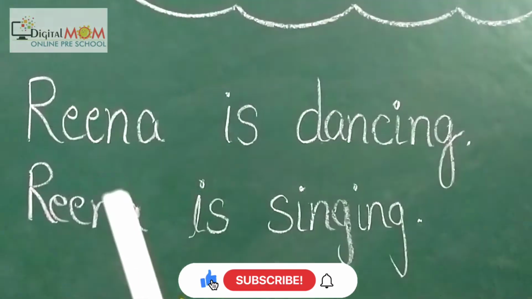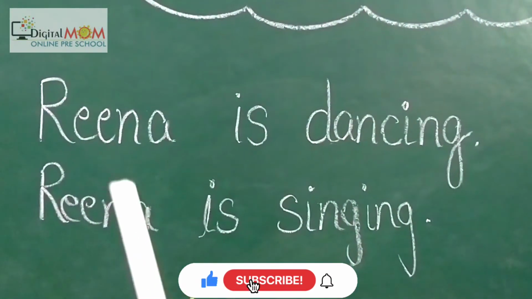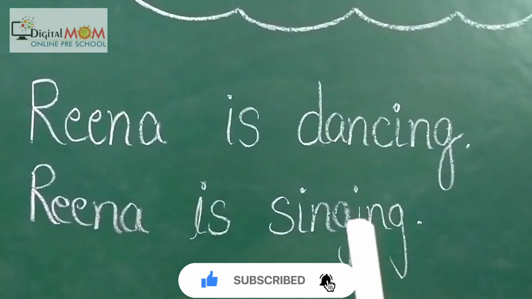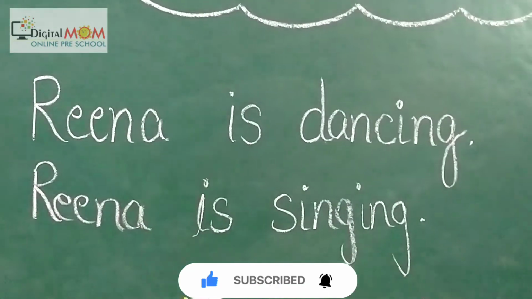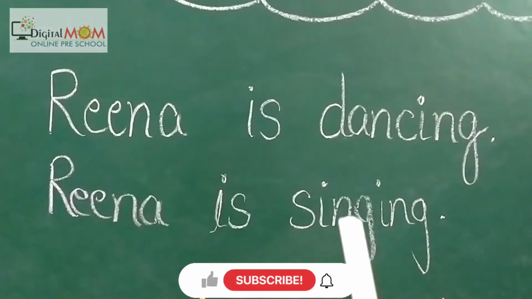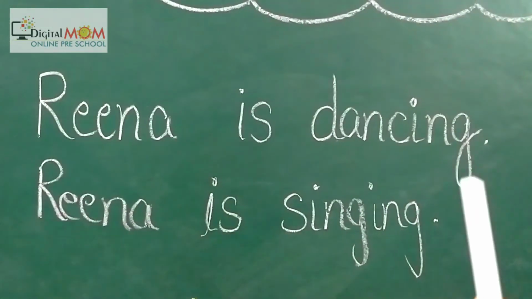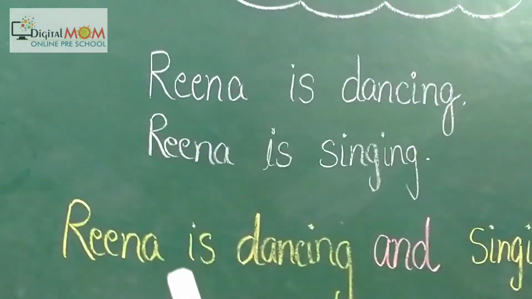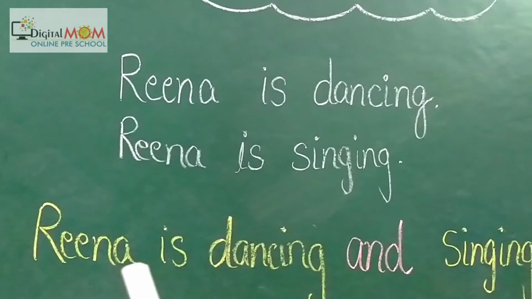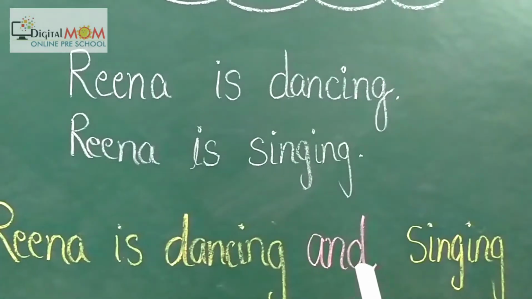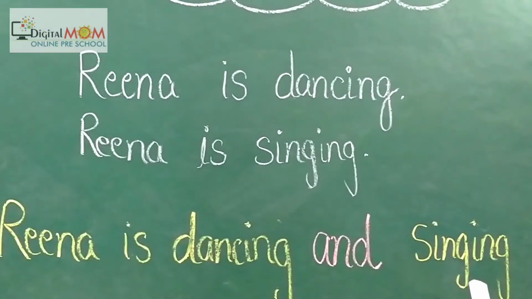And remember, you are talking about one person only, Reena. And what is she doing? She is dancing also, she is singing also. So no need to write Reena again. You can write the action and join it by "and". Let's see how to make the sentence. Reena is dancing and singing.